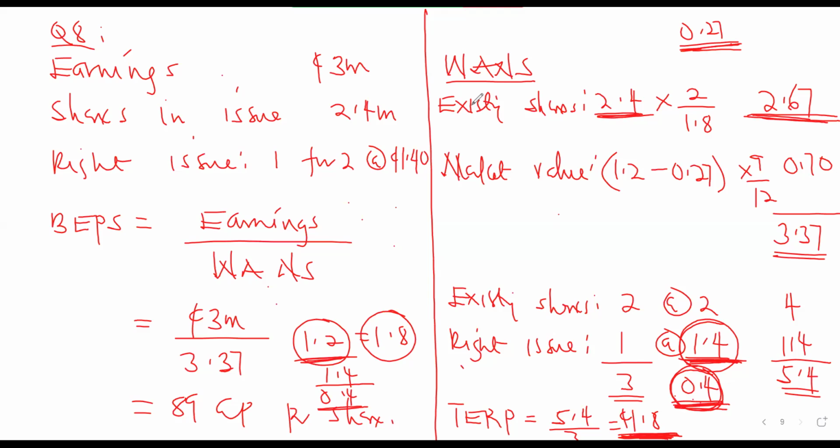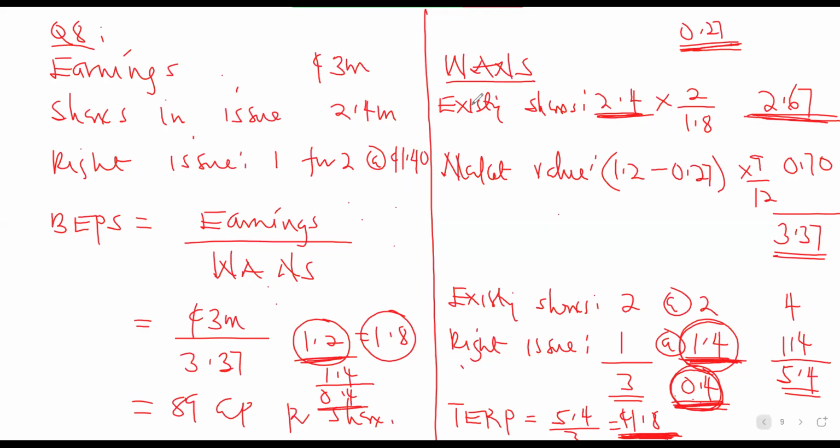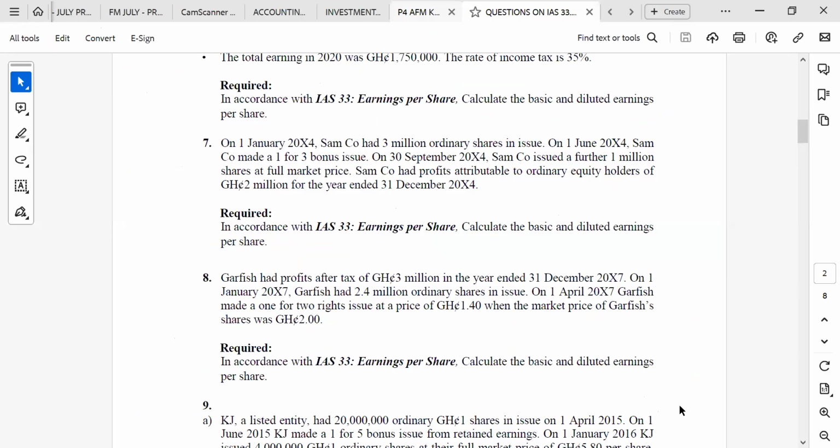We also have another way of calculating the weighted average number of shares, and this is a confusing side, but you pick the one that you are comfortable with. What you do is that you apply the bonus fraction, which is 2 over 1.8, on the existing shares up to the time of the rights issue. So let's go and look for when our rights issue is done. Our rights issue was done on what?